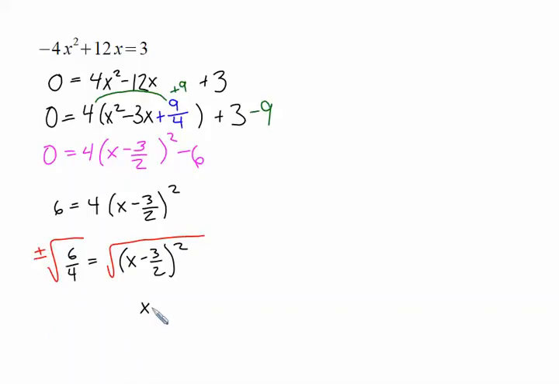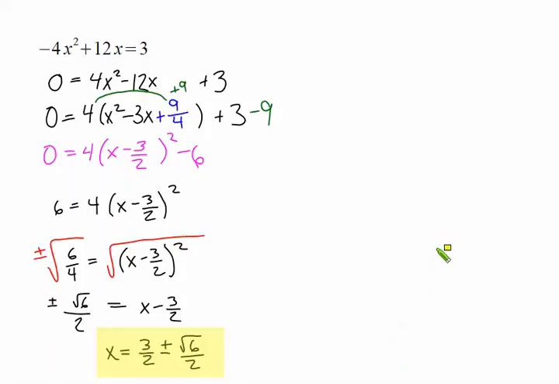So we will have x minus 3 halves, because the square root and the squared cancel. Now this is really the square root of 6 on the top, and on the bottom the square root of 4 is just equal to 2. Keep your plus and minus options there. And now we will add the 3 halves to both sides, and when we do that we will end up with x is equal to 3 halves plus or minus the square root of 6 all over 2. That's our final answer if we were asked to solve for x.